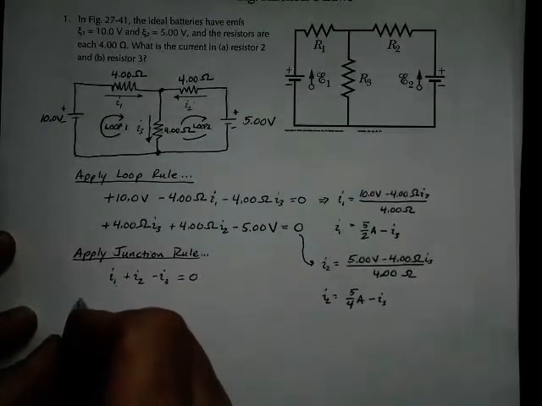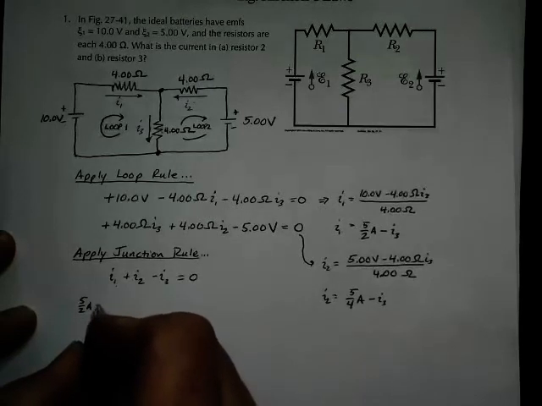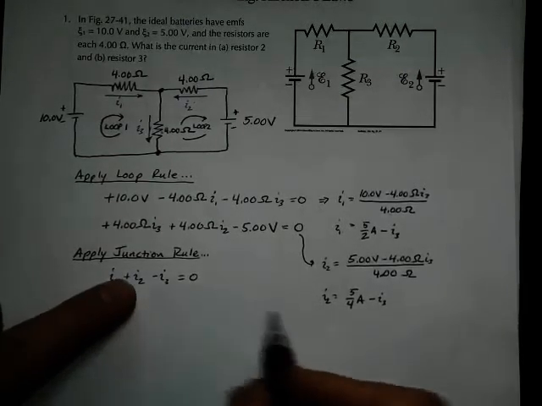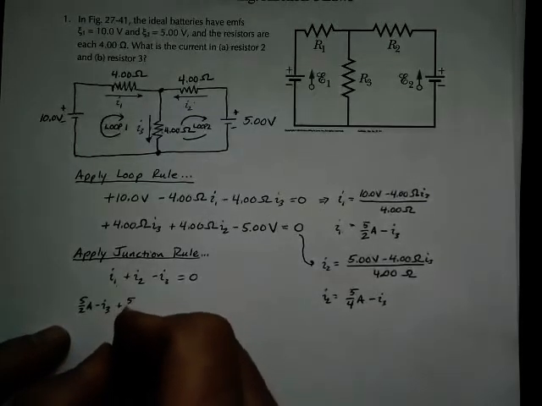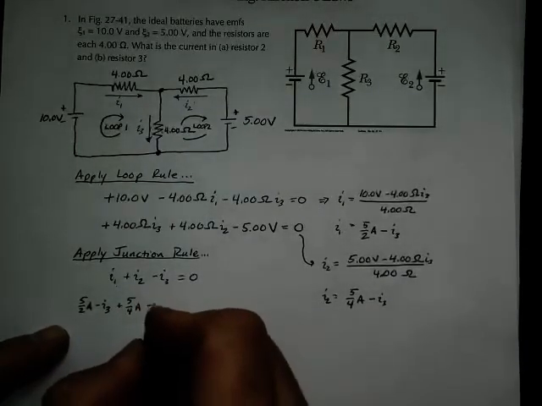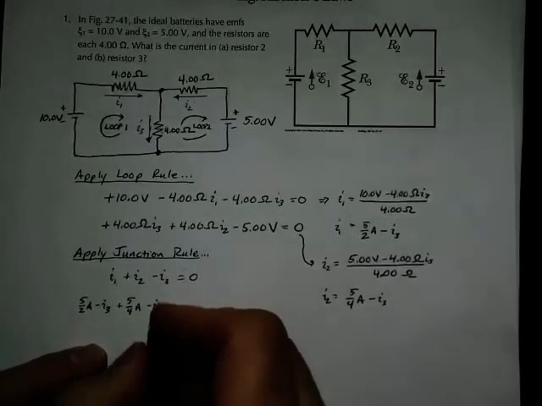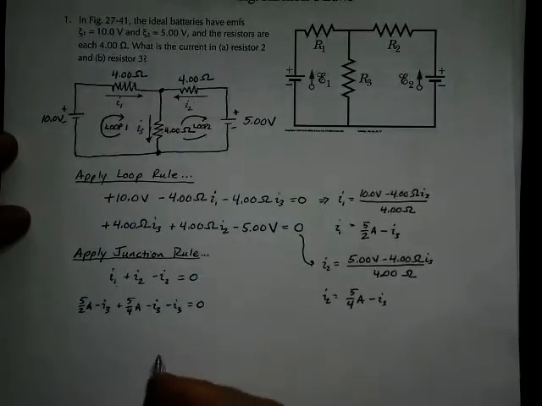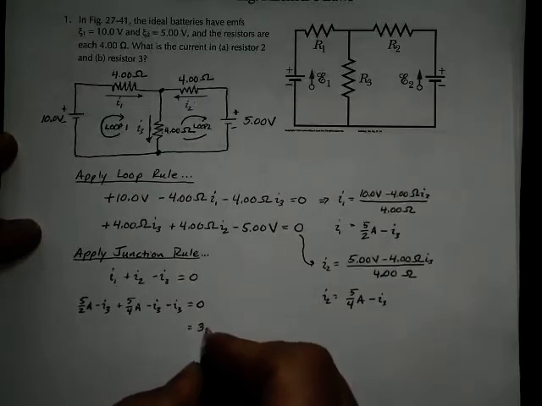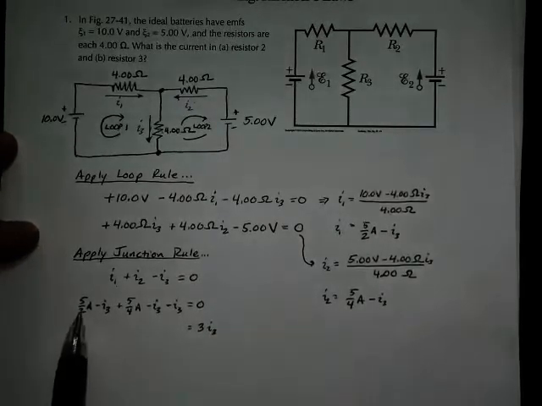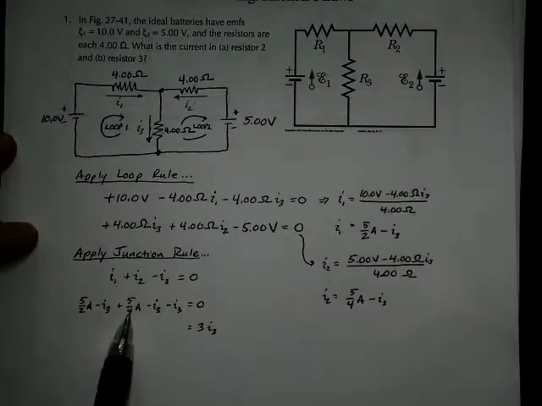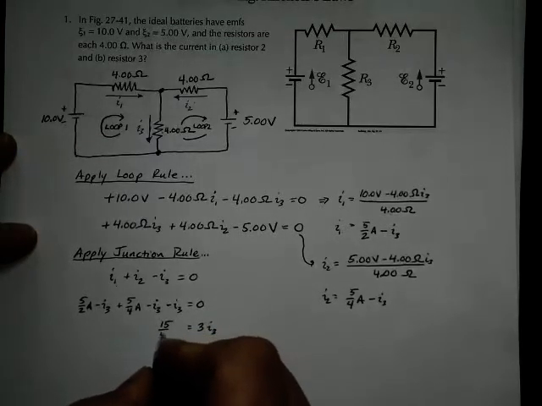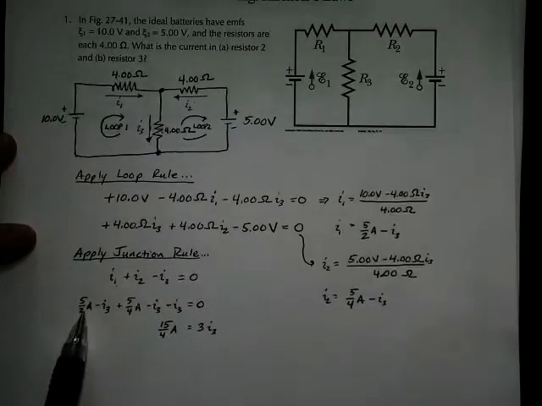Let's see, I1 is 5/2 of an amp minus I3, that's I1. I2 is 5/4 of an amp minus I3, and then I just have I3 here on its own, equals 0. Okay, let's get all the I3s over on the right-hand side. So that's going to be 3 I3 over here. Here I'm going to have 5/2 of an amp plus 5/4 of an amp. That's going to be 15/4 of an amp if you add those two fractions together. 5/2 is the same as 10/4. 10/4 and 5/4 is 15/4.